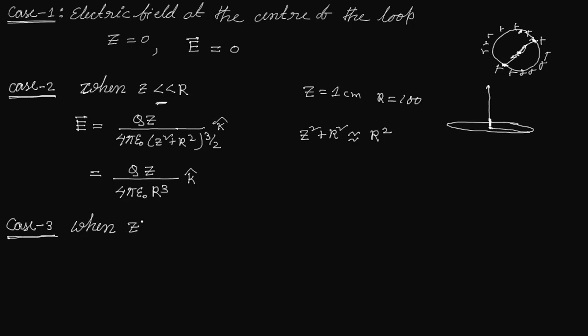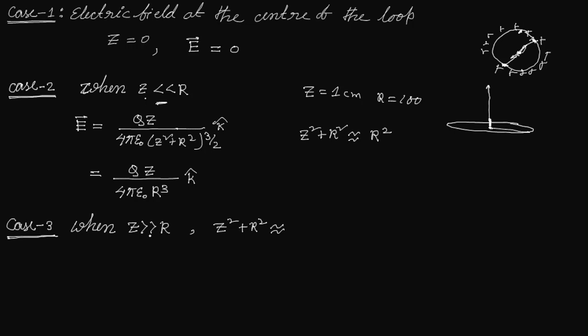When z is much greater than r, then what can we write? We can write z square plus r square nearly equals to... In the previous case r was much greater than z, that's why we replaced this with r square.